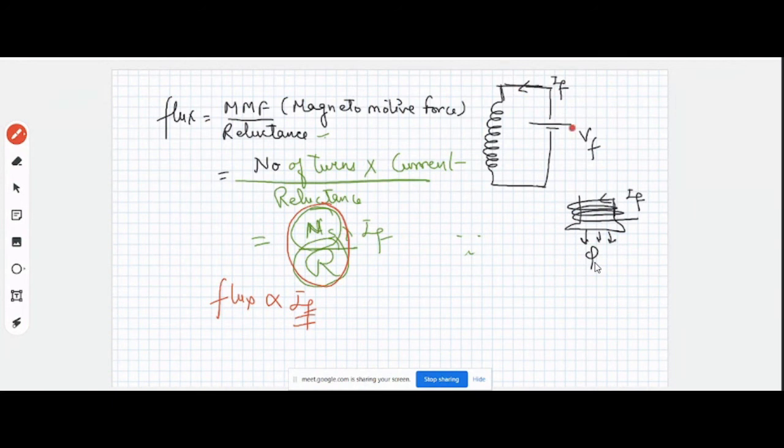And to change the field current, either we can change this field voltage, or we can add a rheostat in the field circuit in series to it. By varying this rheostat, now we will be able to vary the field current in this circuit. And by varying the field current, we can vary the field flux. Is this fine, bachcho? Yes, sir.